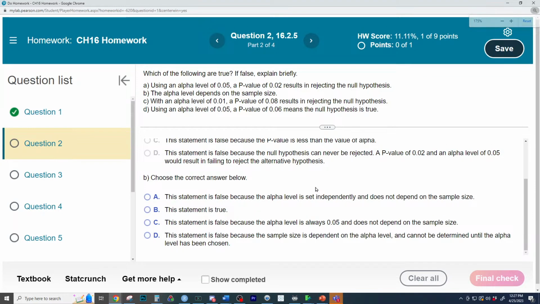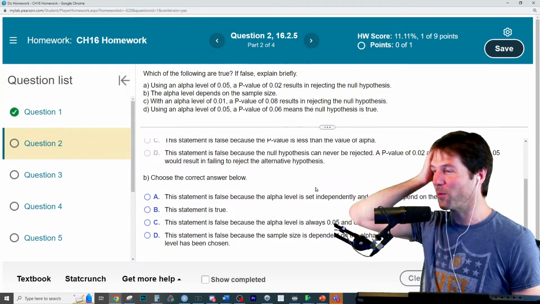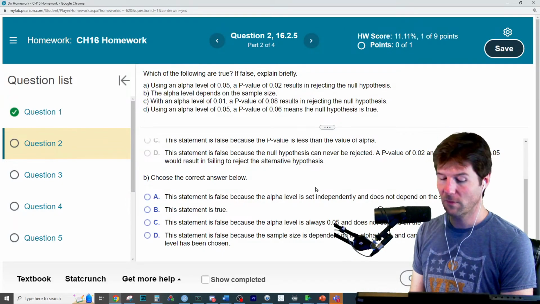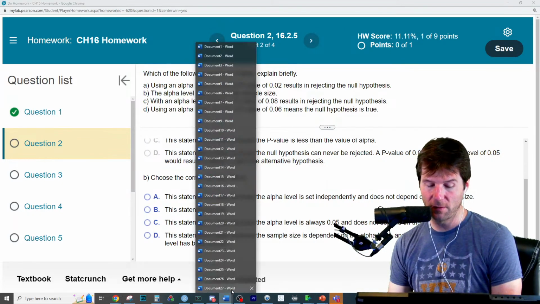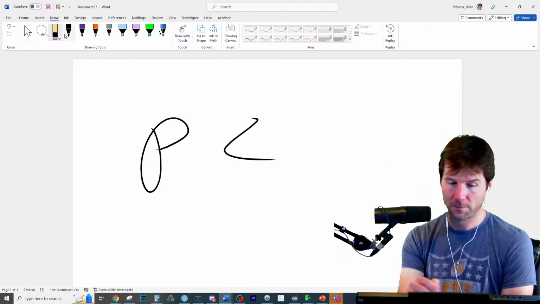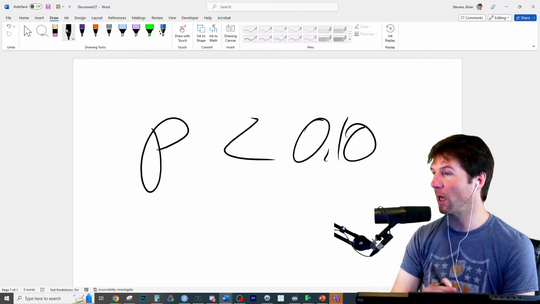The alpha level depends on the sample size. How do we figure out alpha level? I think you know this one pretty well now, Jackson, because I think we've brought this up. Alpha level is just what? Here's how to do alpha level. I want to use 0.10. False. You just pick it. Yeah, you just say, I want to use this alpha level.